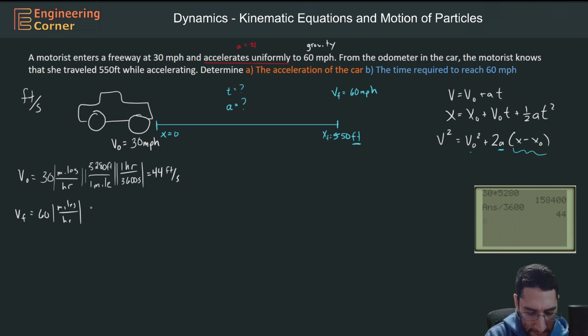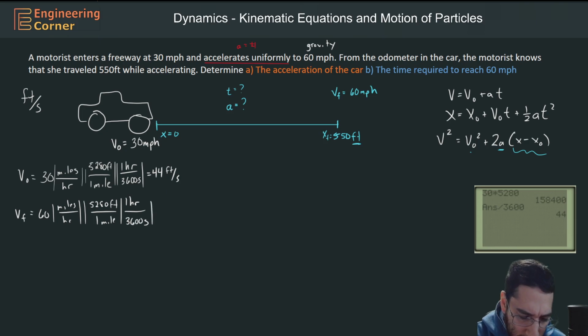We're going to do the same conversion. 5,280 feet is 1 mile, and 1 hour is equal to 3,600 seconds. And the question I sometimes would get from students is, how do I know if it's 1 mile on the top or the bottom? And the answer is, you can treat these units like you would a variable.